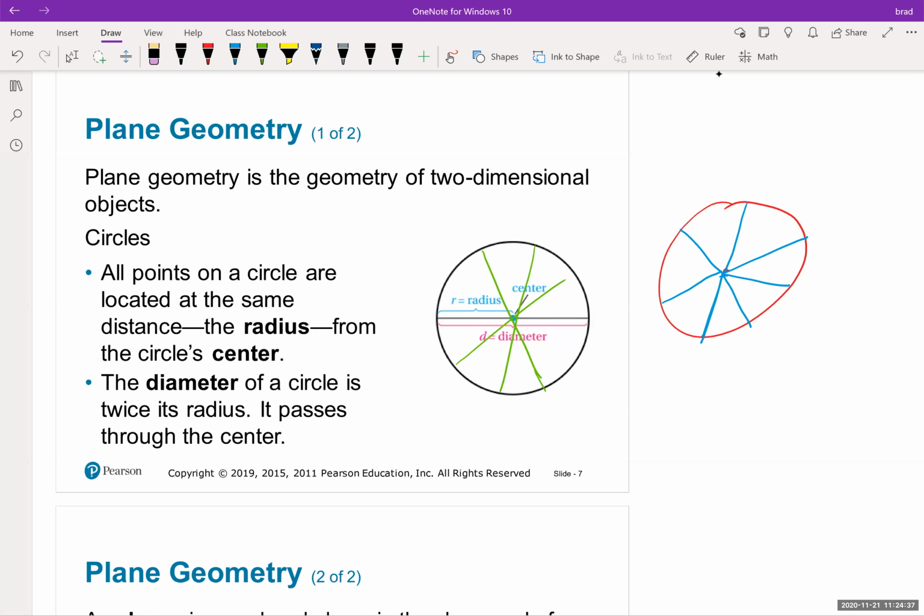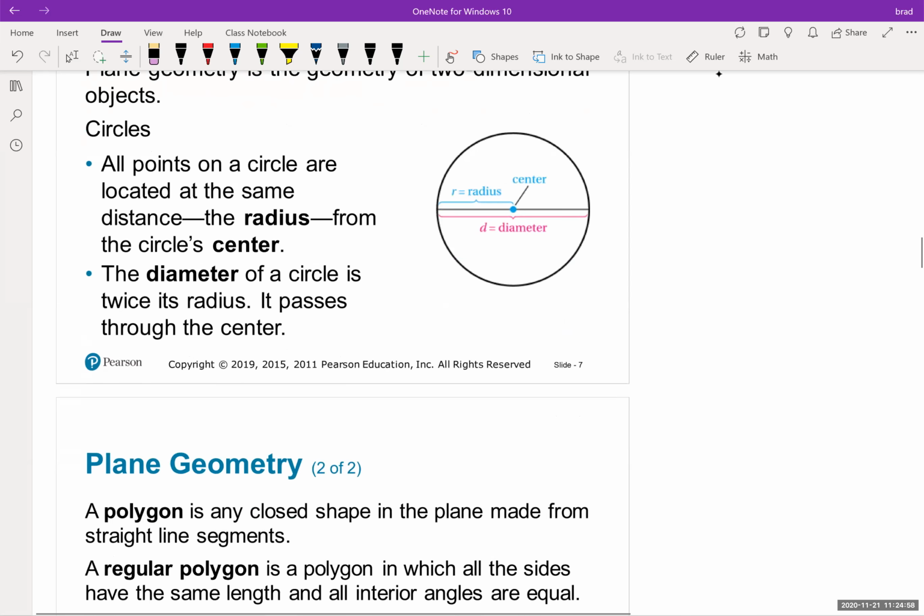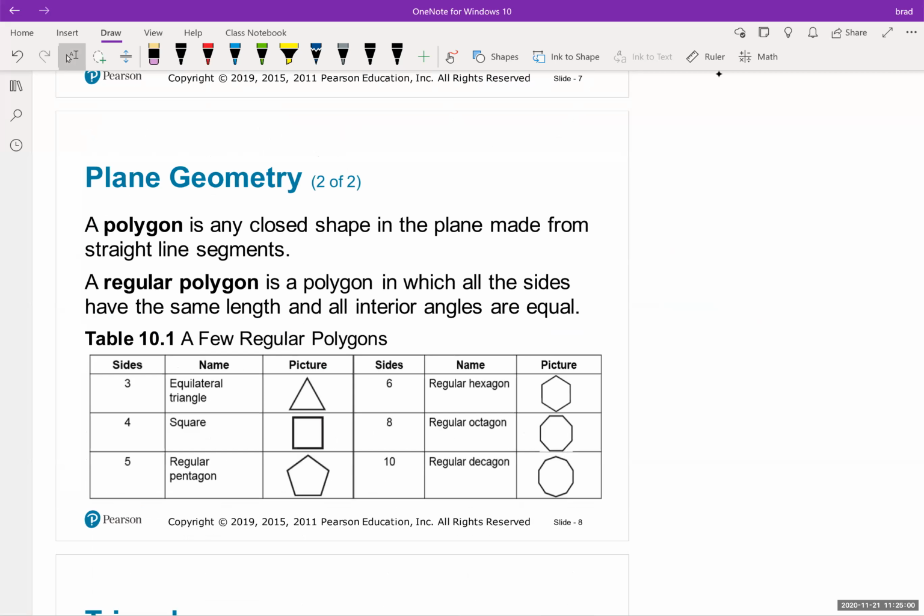Okay, so anywhere that goes through the center from one side of the circle to the other, that is the diameter, which is going to be twice the radius. So whatever the radius is, you double it and you get the diameter. Whatever the diameter is, if you divide it by 2, you would get the radius. So it really depends on what problem you're working with, what they ask for, and whether you have to double it or halve it to get the radius or the diameter.